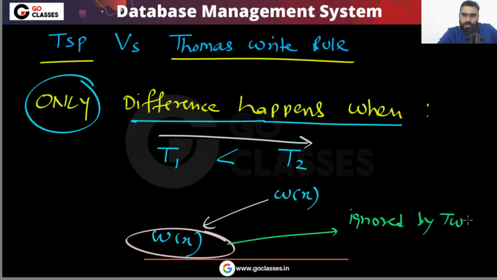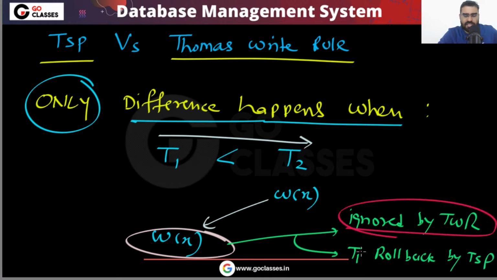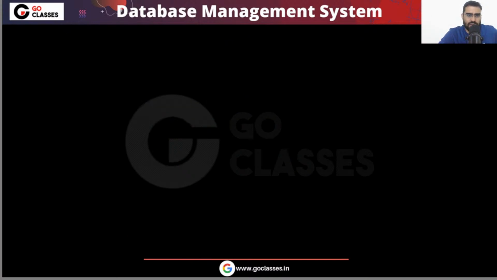by Thomas Write rule, and here T2 rolls back, here T1 rolls back for the timestamp protocol. This is the only difference. This is ignored by Thomas Write rule, and here T1 will roll back by the timestamp protocol. So it is important that this is the only difference between these two.